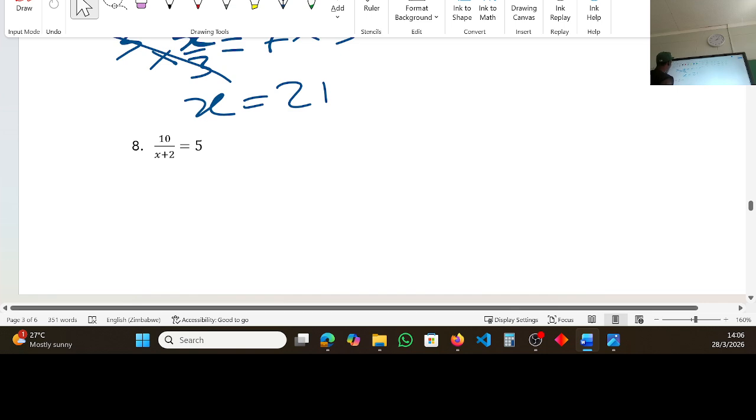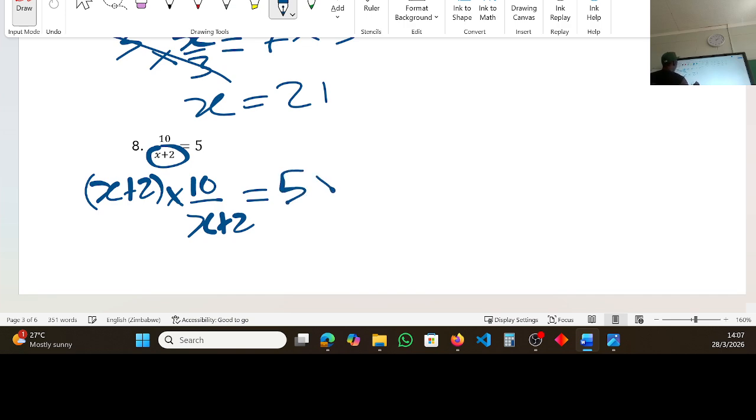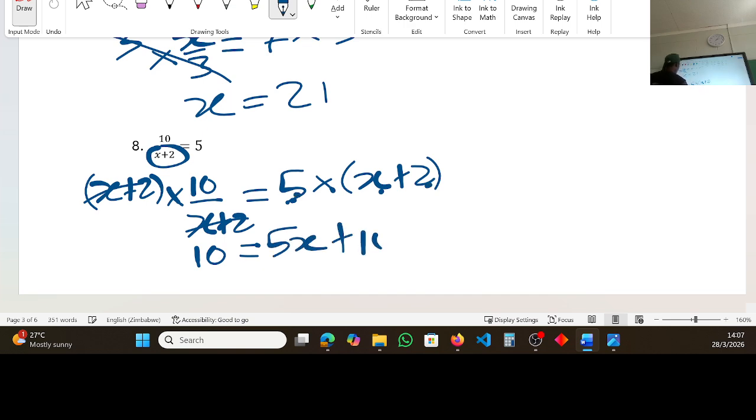Then I'm moving to number 8. So 8 there, my denominator is a unit as x plus 2. So the reciprocal becomes actually x plus 2, because what we want is to get rid of the fractional part. So I have x plus 2 multiplied by 10 over x plus 2. But we'll multiply both sides even here times x plus 2. Then here they cancel, I remain with 10. So 5 times x, that's 5x. 5 times 2, that's actually 10.